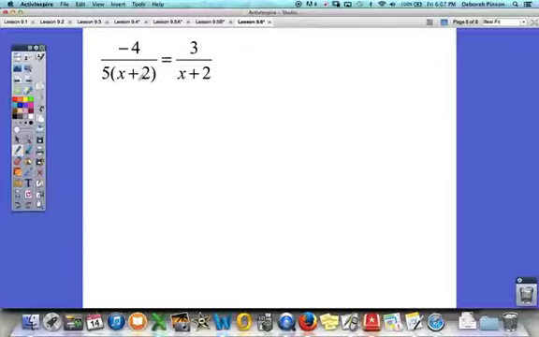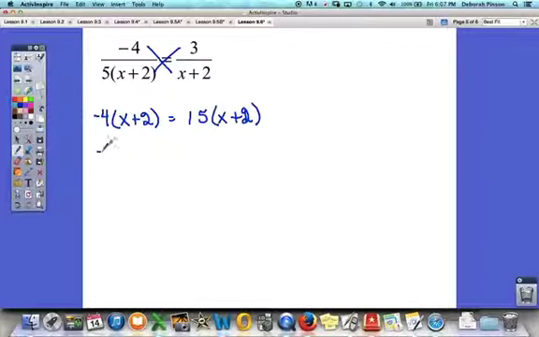I want you to notice one fraction on either side of the equal sign. So I should be fine to cross multiply. So I'm going to go this direction first. I'll have negative 4x plus 2. And going the other direction, I'll have 15x plus 2. And then I'll go through and distribute out.